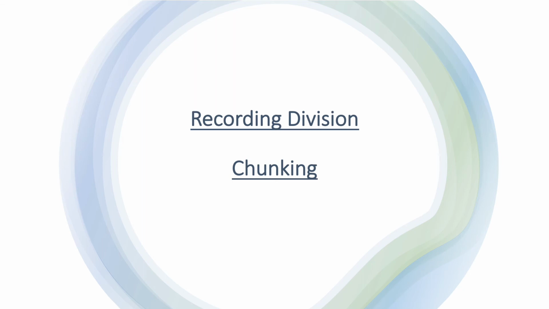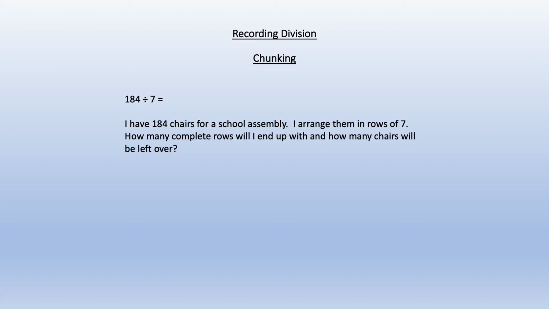The next method is chunking. So here we've got 184 divided by 7, and my word problem is I have 184 chairs for a school assembly. I arrange them in rows of 7. How many complete rows will I end up with, and how many chairs will be left over? So it's going to have a remainder.